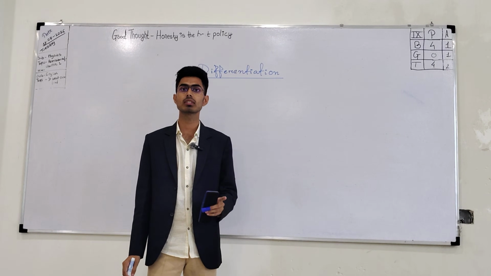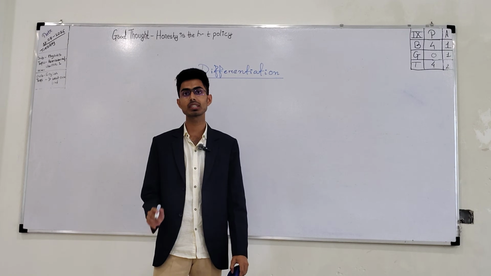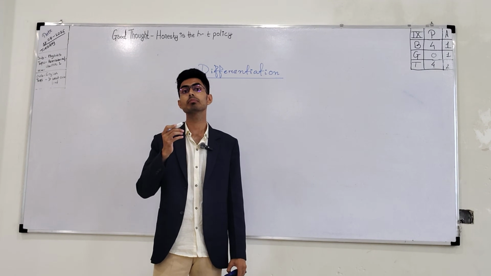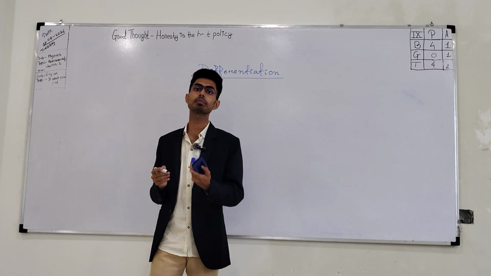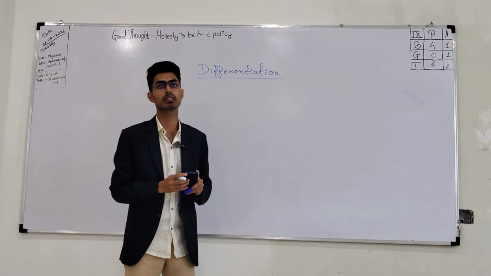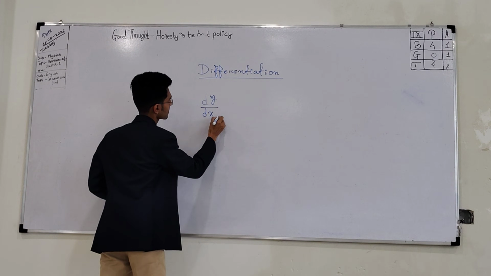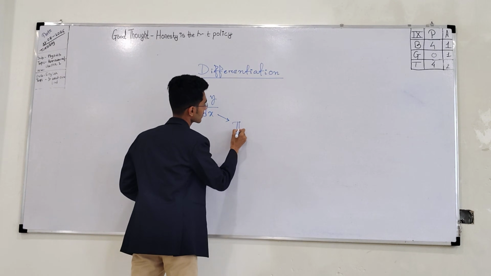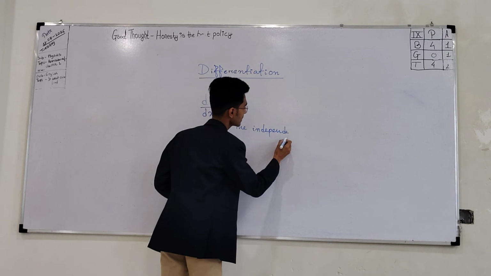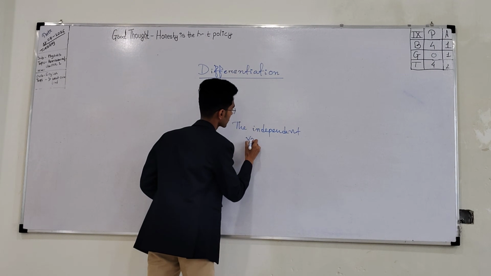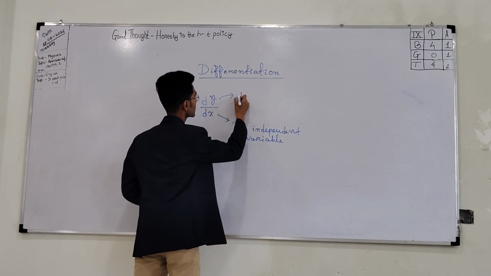First we will have to learn what is differentiation. It is the instantaneous rate of change of a function with respect to a variable, defining how a quantity changes at some specific moment. That is called differentiation. And it is denoted by dy/dx. Here x is called the independent variable and y is called the dependent variable.